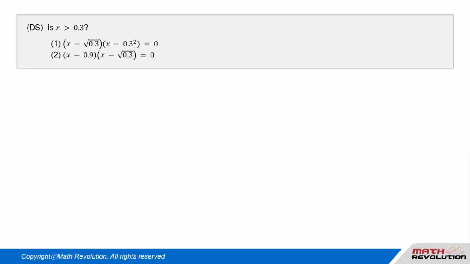Question: Is x greater than 0.3? Condition 1: (x − √0.3)(x − 0.3)² = 0. Condition 2: (x − 0.9)(x − √0.3) = 0.